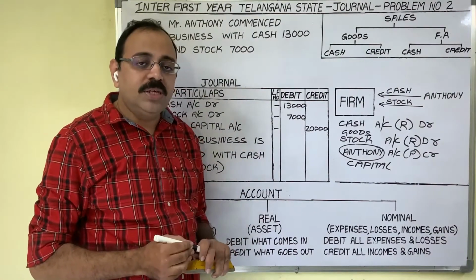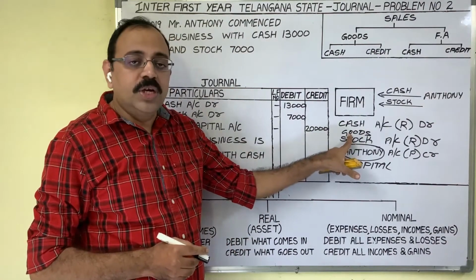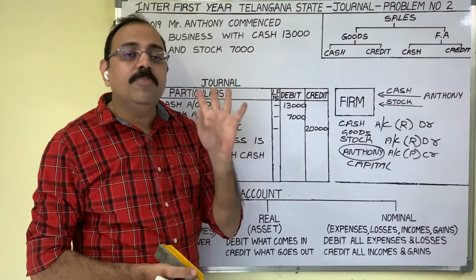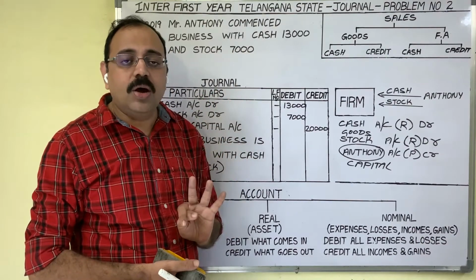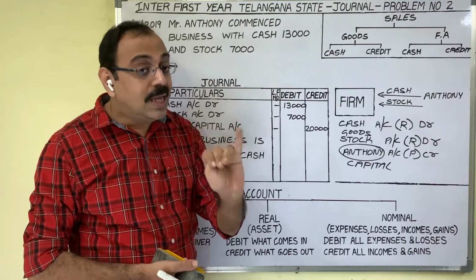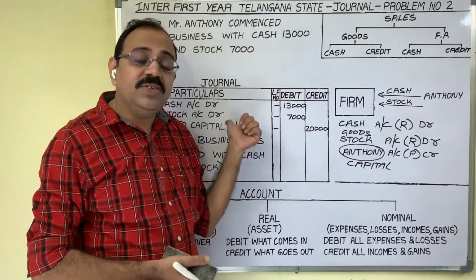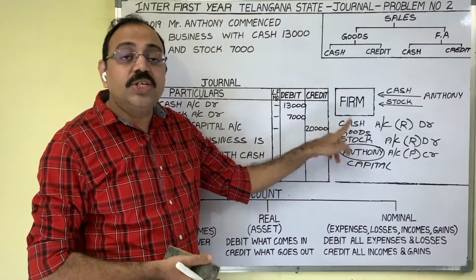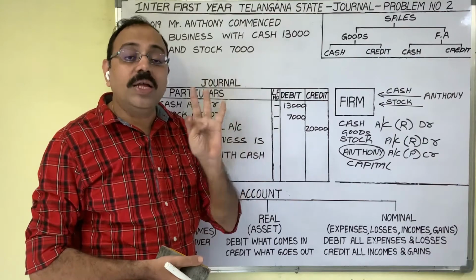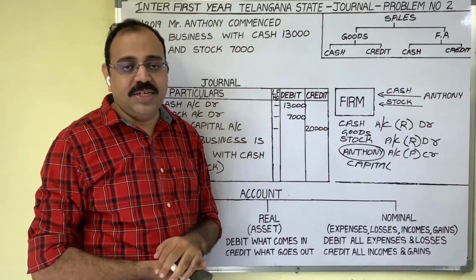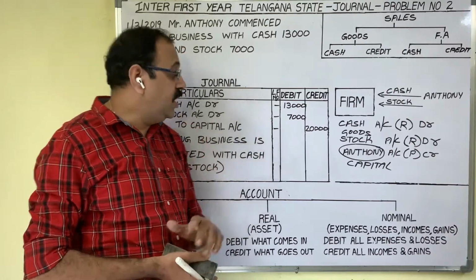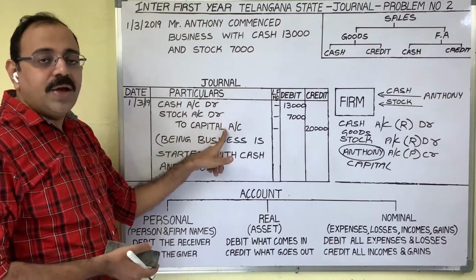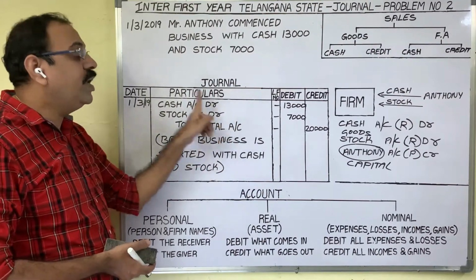Recollect previous problems? Whenever the word goods comes, we used to change that word. Instead of goods, we used to write purchases account, sales account, purchase returns account, sales returns account. But in this transaction, we should not change this word because this is not a purchase transaction, not a sales transaction and not a return transaction. Therefore, the final entry is cash account debtor, stock account debtor to capital account. This is called a compound entry.